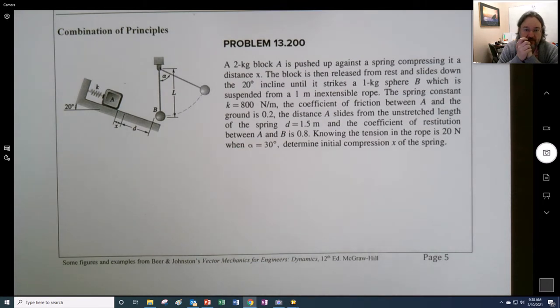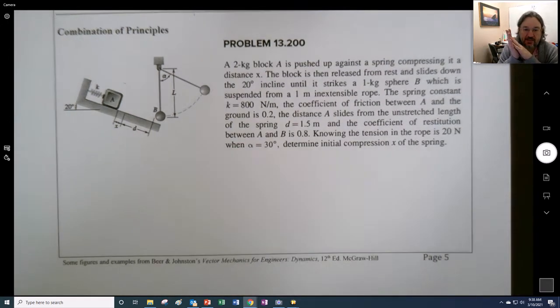and eventually it's going to hit this sphere that's on a rope that doesn't extend, right? So it's going to act like a pendulum. So it's going to start to swing up. Let's see, the coefficient of friction between the ground is 0.2.